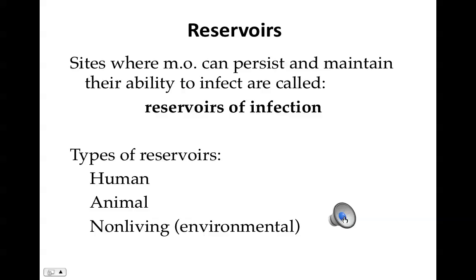Reservoirs of infection are sites where microorganisms can persist and maintain their ability to infect. There are several different types of reservoirs: human, animal, and environmental or non-living. We'll describe those in more detail in the next few slides.